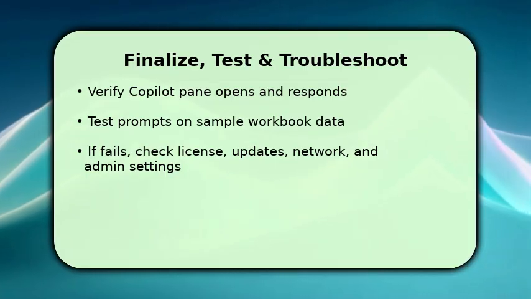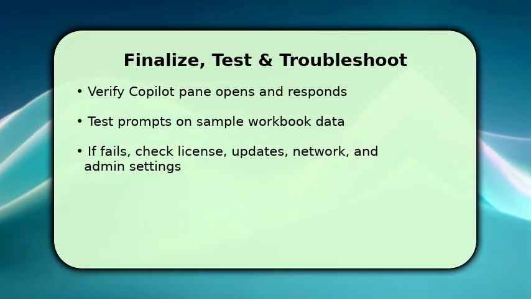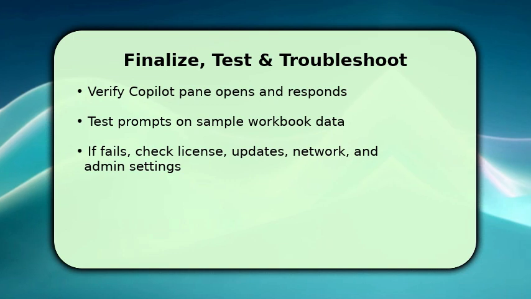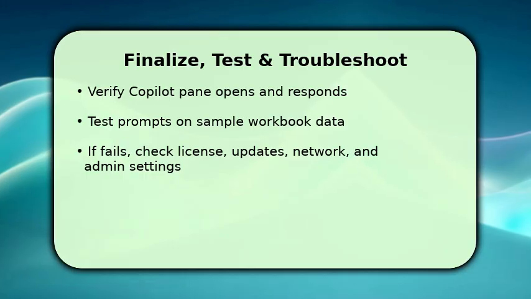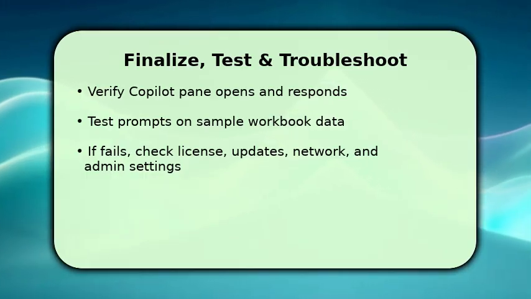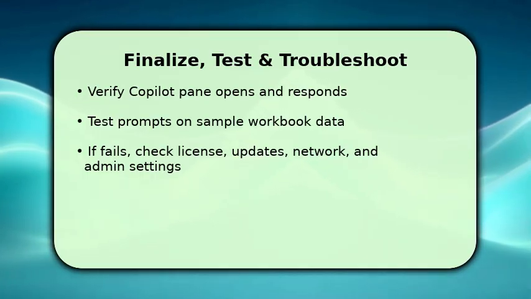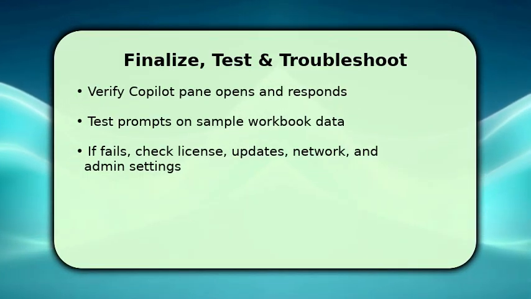If Copilot doesn't appear or returns errors, check 3 things first: license assignment, Excel build/version, and tenant service toggles. Also verify network egress and conditional access rules. Correct those, restart Excel, and retest. This resolves most deployment issues quickly.